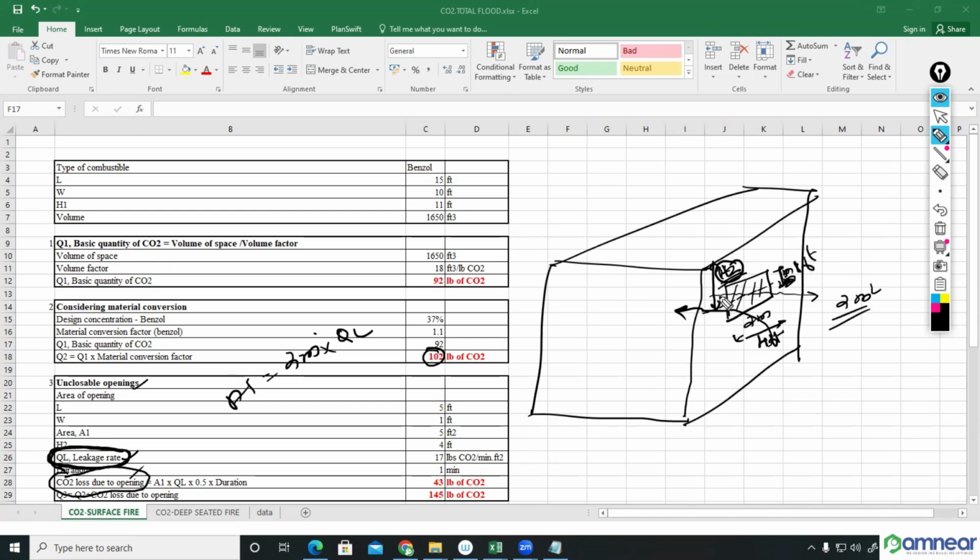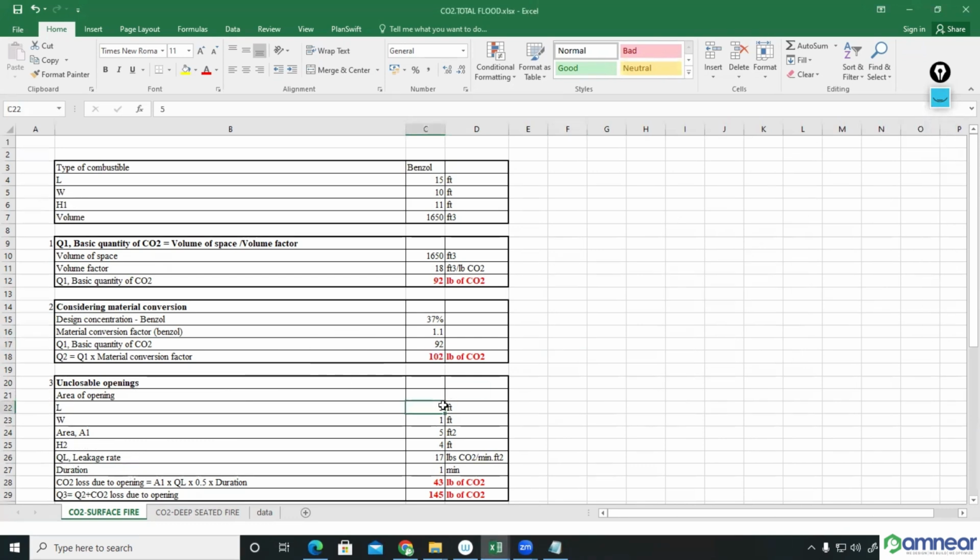From the middle of this one to the top side, I'll have 4 feet. Middle of this one to the bottom of the ceiling, how much? I have 4 feet. This is called H2. H1 we have already taken as the building space volume. So this length I'll consider 4 feet, or the width I can consider 4 feet. Anyhow, one value is 4 feet and the other value is 1 feet only. Area I will get as 4 feet into 1 feet, that is 4 square feet.